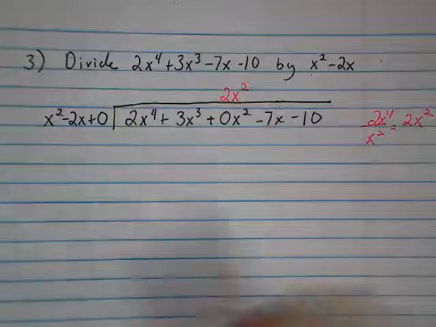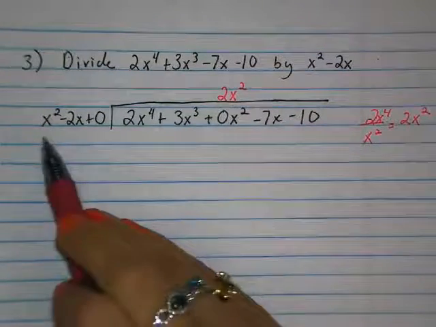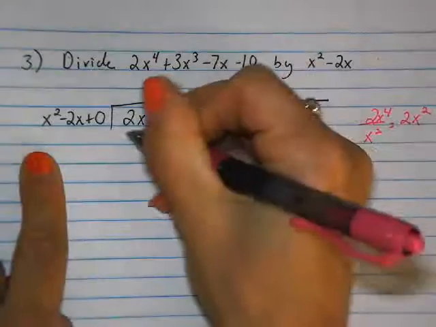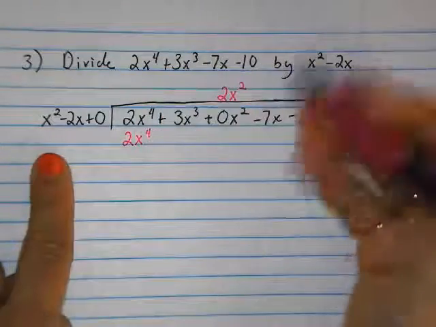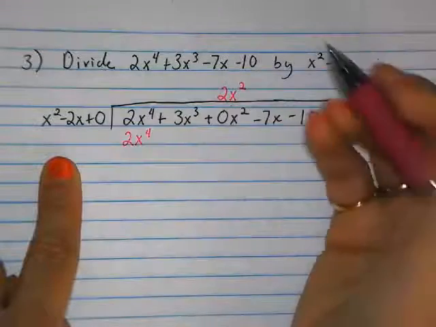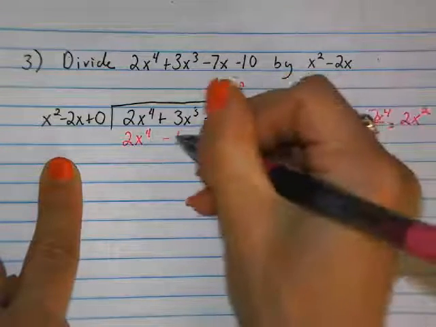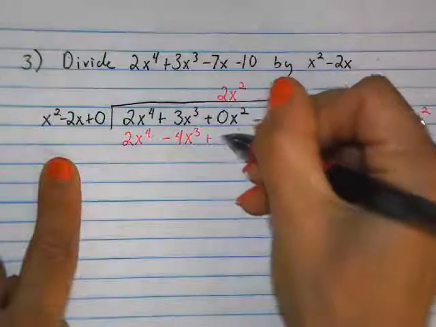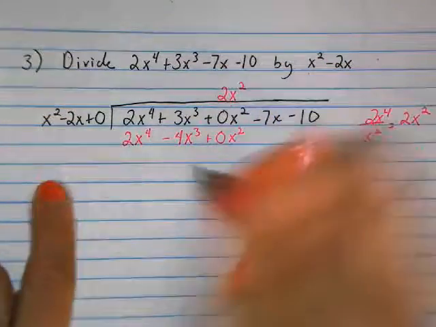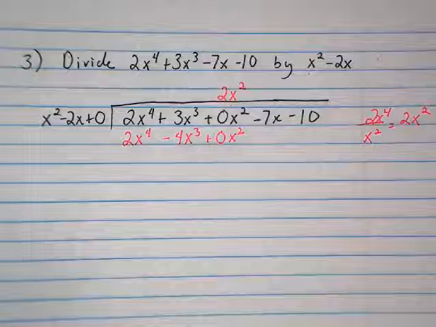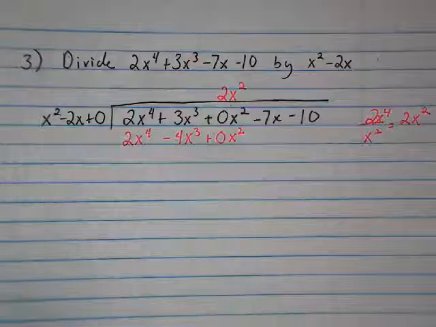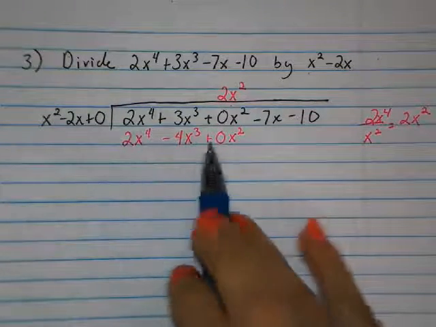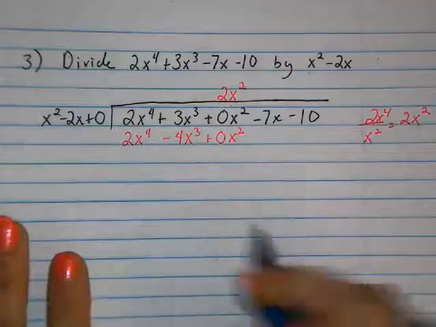I'm hoping you said multiply this by your divisor. So 2x squared times x squared is 2x to the 4th. 2x squared times a negative 2x is a negative 4x cubed. And 2x squared times 0 is 0x squared. Alright, so I understand it looks different because now we have 3 things. I don't want you to panic. It's going to pan out exactly the same.